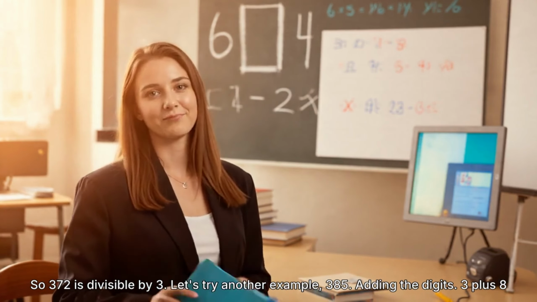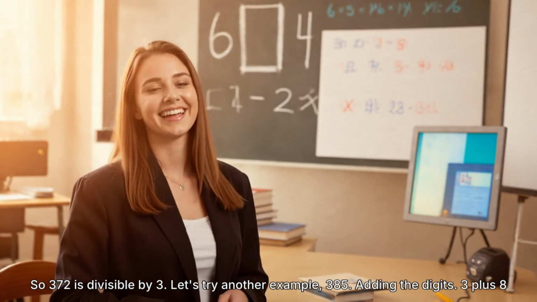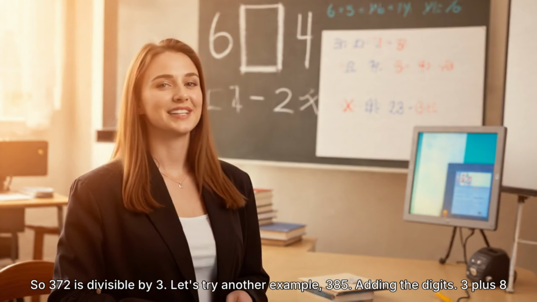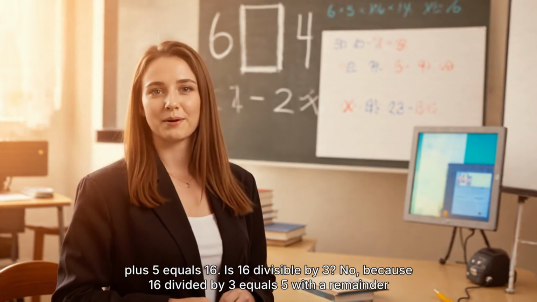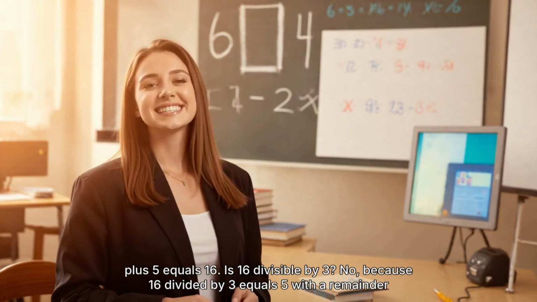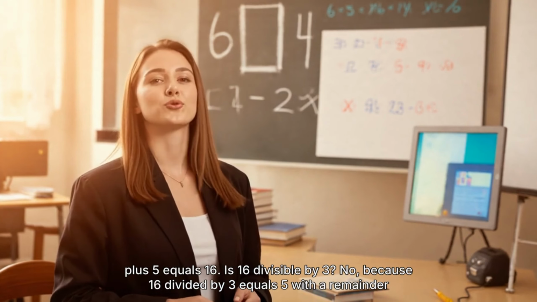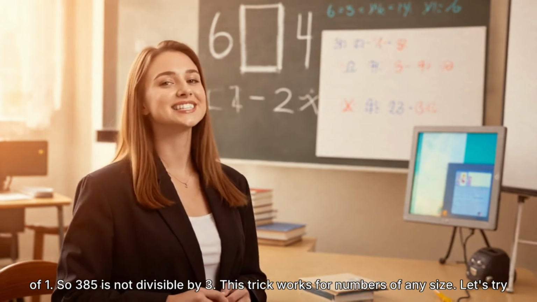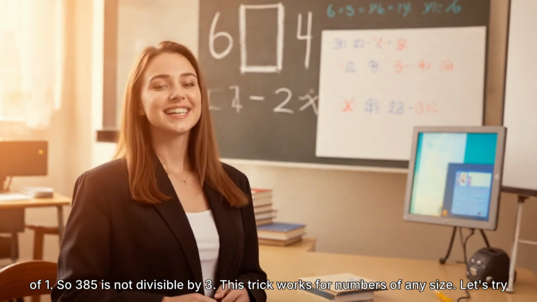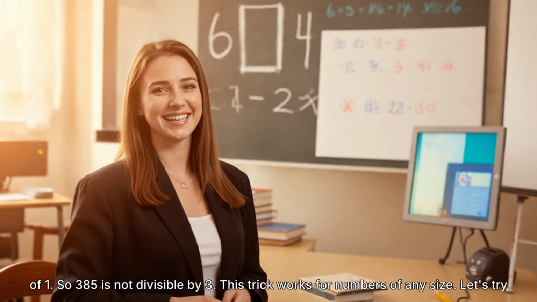Let's try another example. 385. Adding the digits. 3 plus 8 plus 5 equals 16. Is 16 divisible by 3? No, because 16 divided by 3 equals 5 with a remainder of 1. So 385 is not divisible by 3. This trick works for numbers of any size.